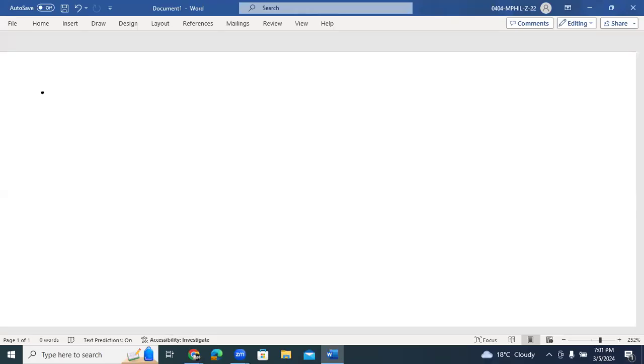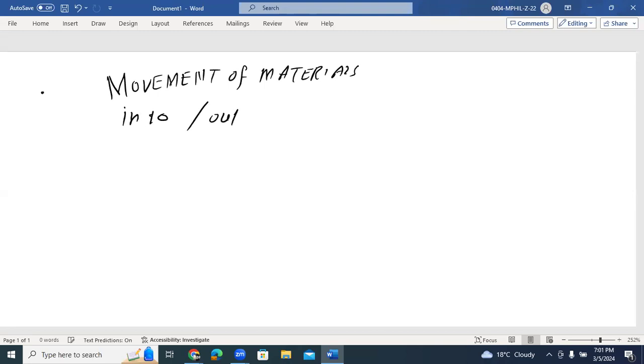The movement of materials into and out of cells. Movement of materials into and out of the cell.